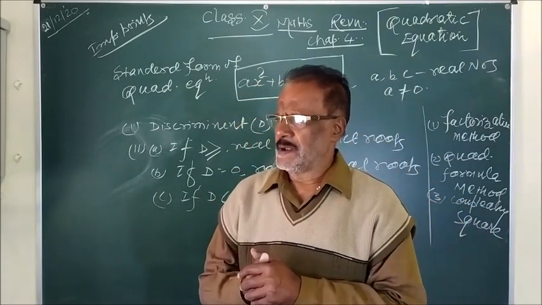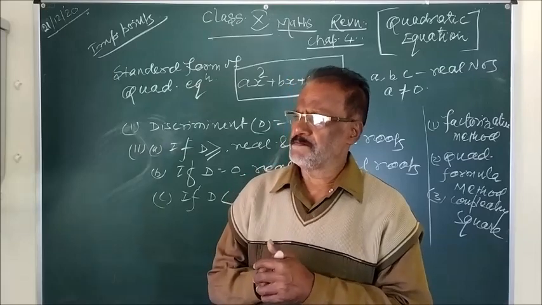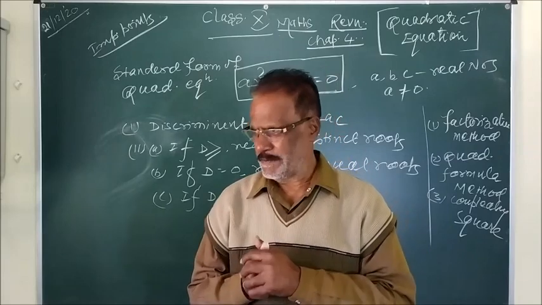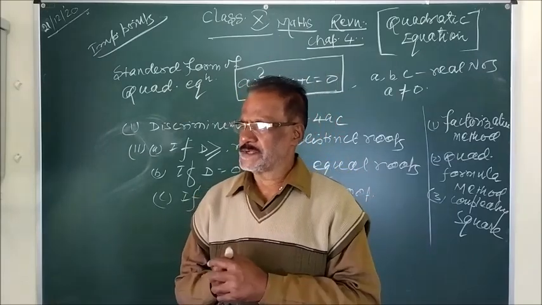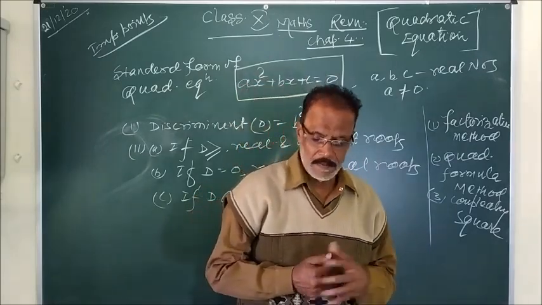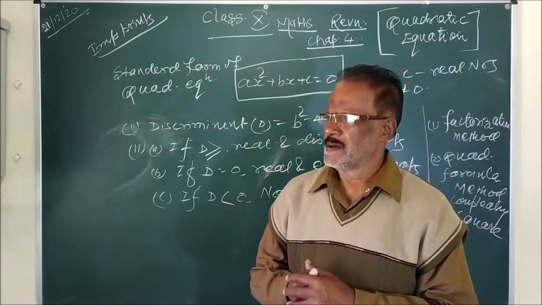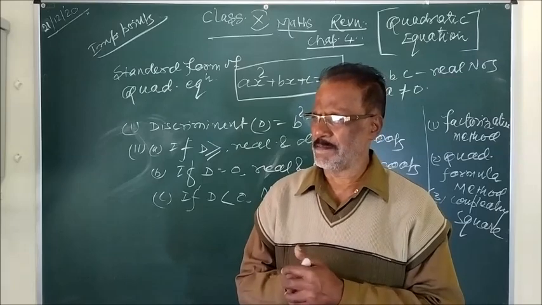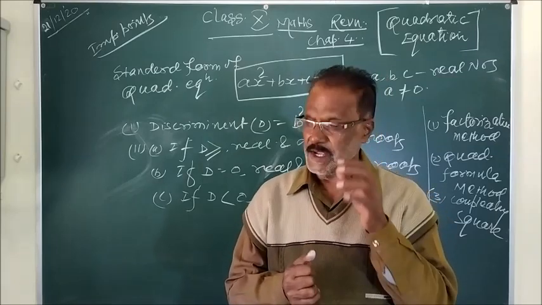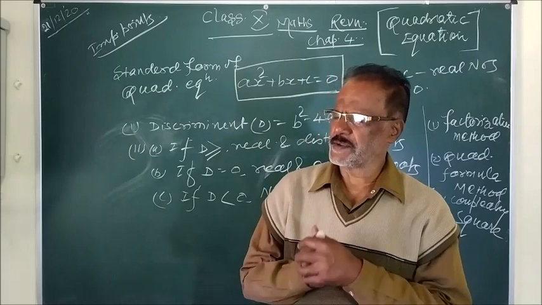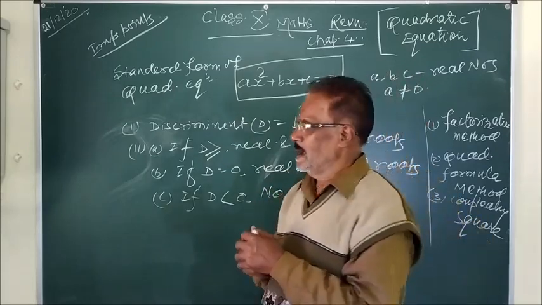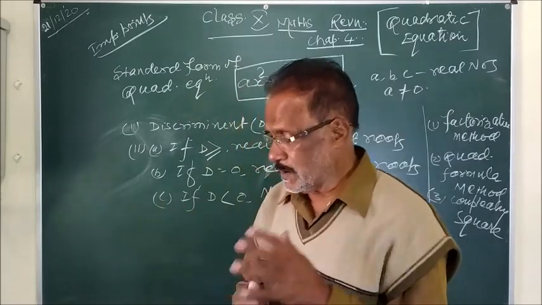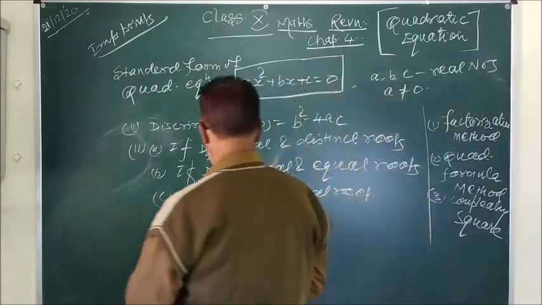Third, pair of linear equations in two variables. In this chapter, I have explained methods to solve linear equations of two variables: elimination method, substitution method, and one other method is cross multiplication, but this is not in the syllabus this year.